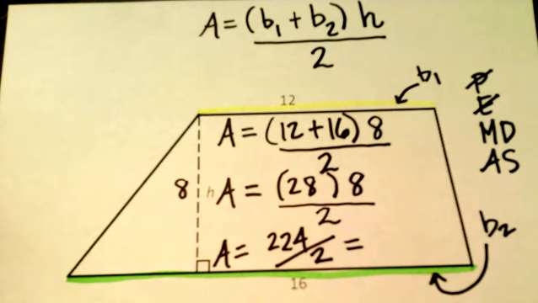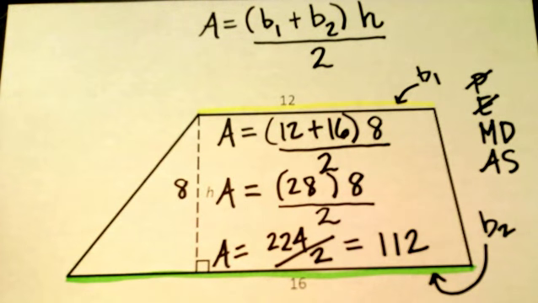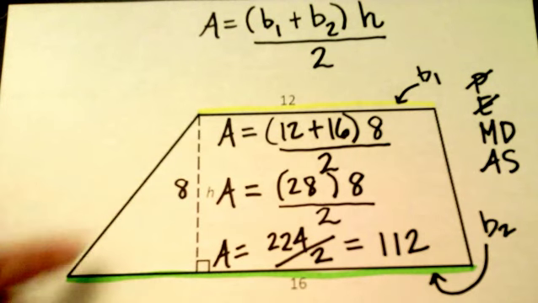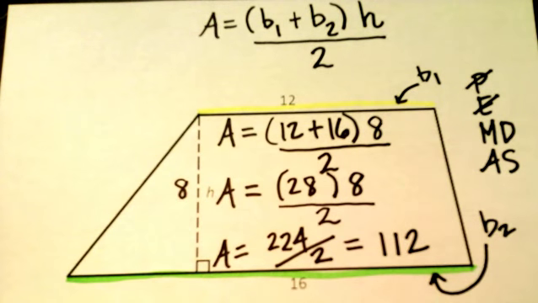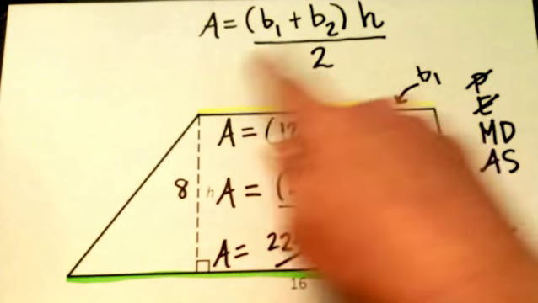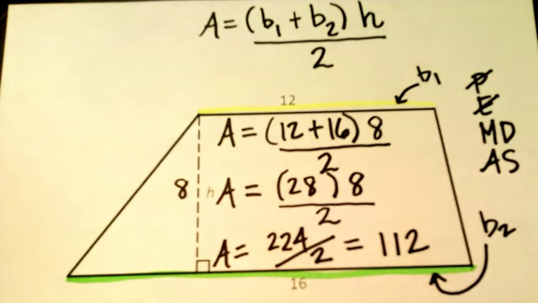All right, so 224 divided by 2 is 112. So it would take 112 square units to fit and fill up the surface of this trapezoid. Of course, we'd have to trim some of the squares to fit them inside these tricky little angles here, but the total would be 112. So that is how we calculate to find the area of a trapezoid using our formula. Area equals base 1 plus base 2 multiplied by the height and divided by 2.